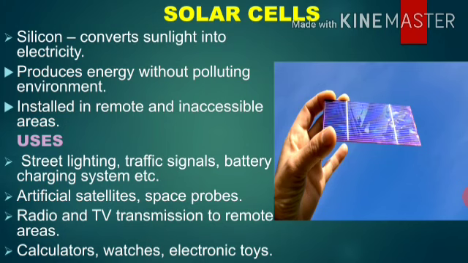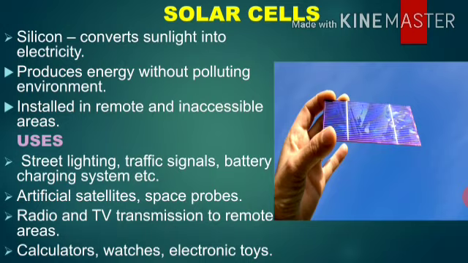Next, uses of solar cells. They are mainly used in street lighting, traffic signals, battery charging systems, etc. They are also used in artificial satellites and space probes. They provide radio and TV transmission to remote areas. They are also used in calculators and watches, and electronic toys.